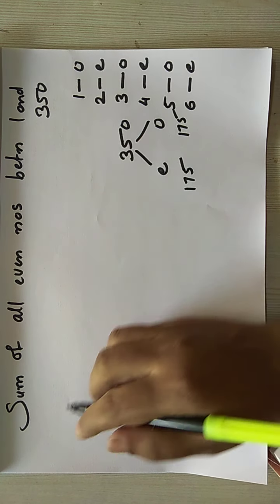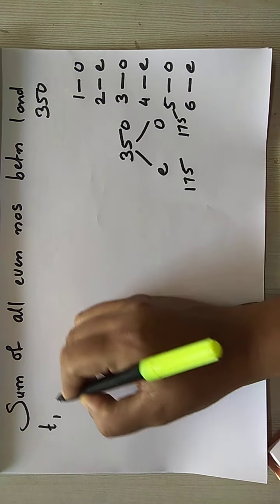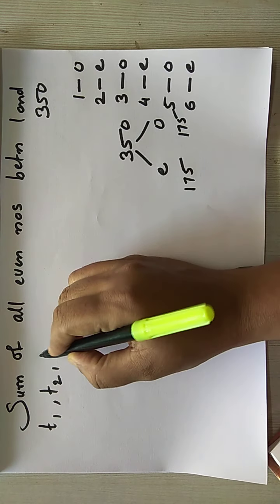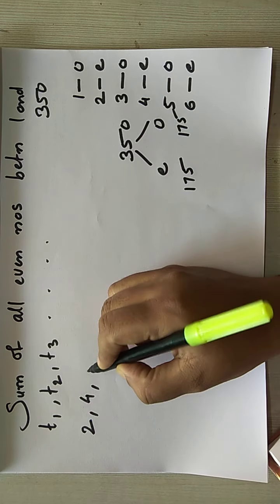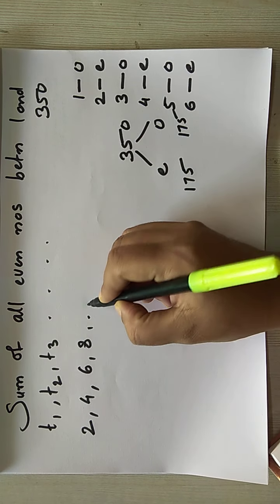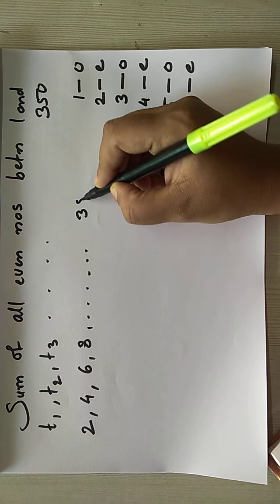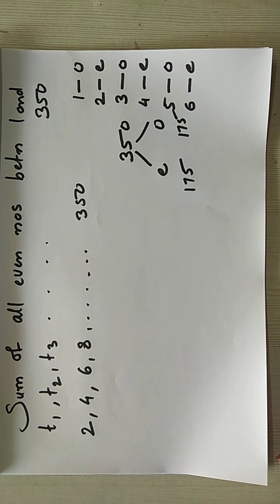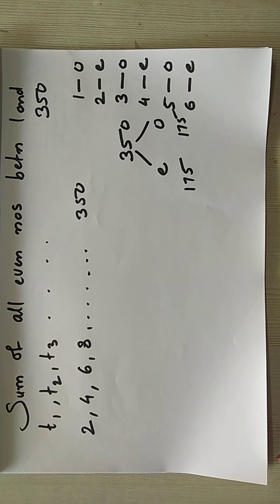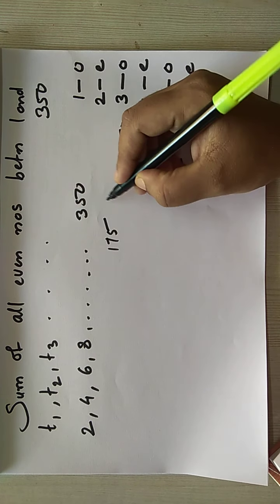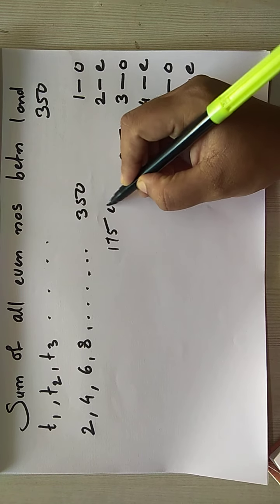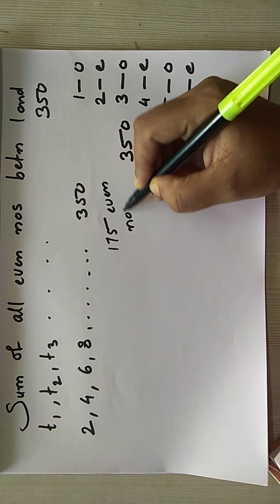So if we write down all the even numbers, first, second, third and so on. The first even number is 2, then 4, then 6, then 8 and so on. The last one will be 350. So we have total 175 even numbers.